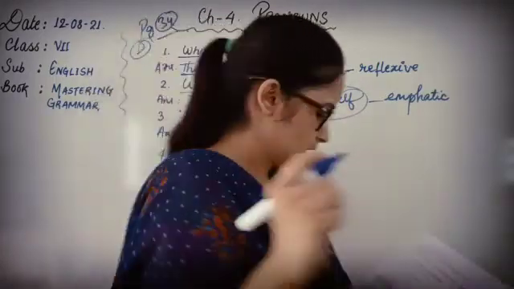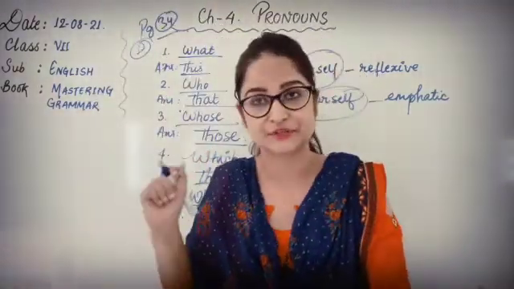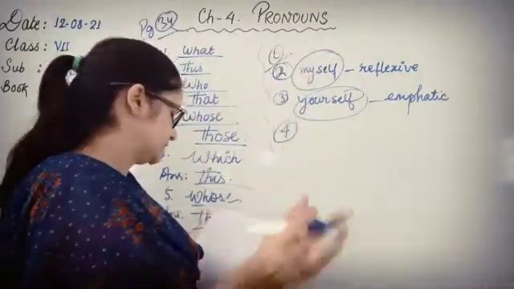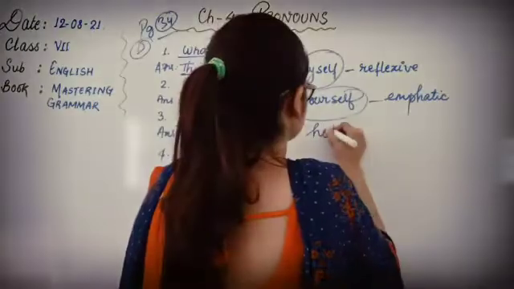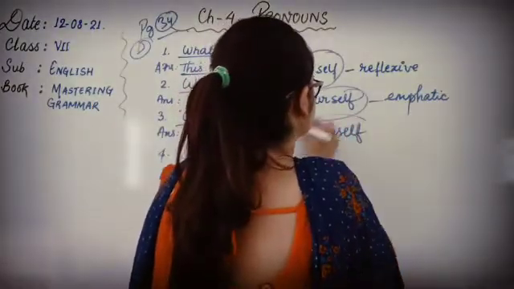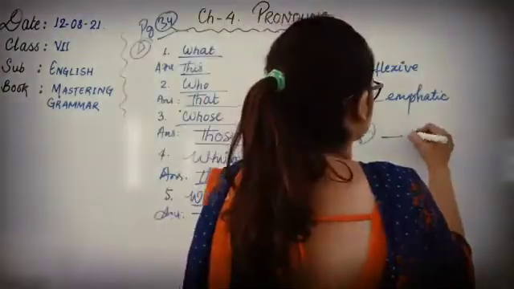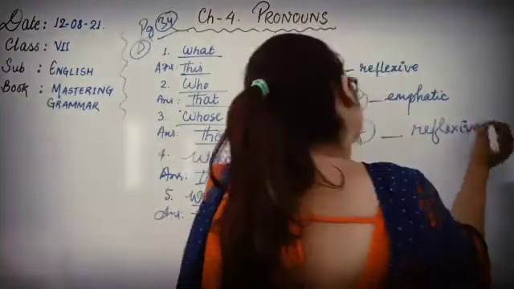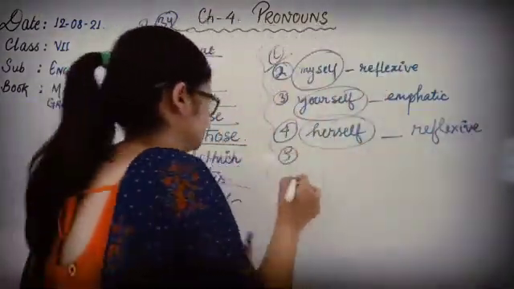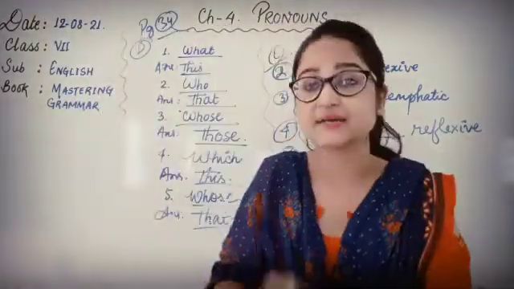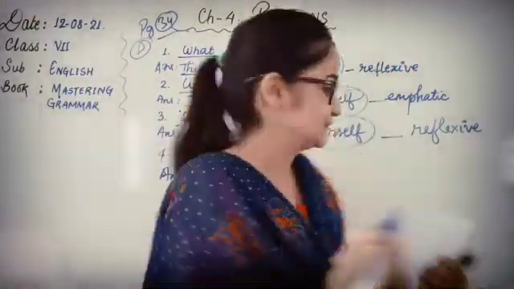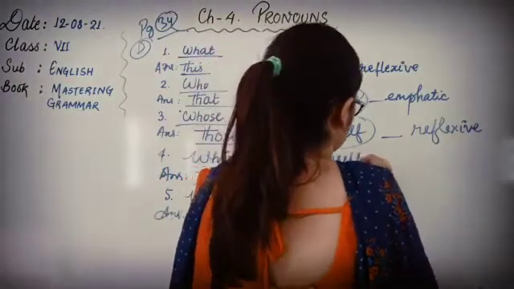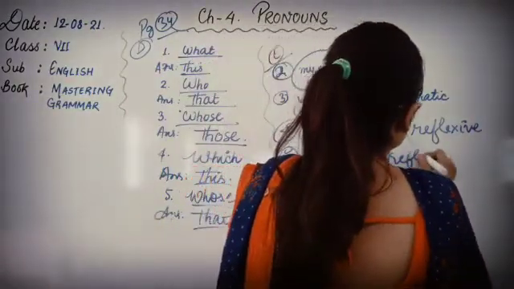Mary saw herself in the mirror. Okay. Saw herself in the mirror. So here herself is going to be circled. Circle this one, and then you are going to write reflexive because it's not emphasizing. Number 5. I made the project myself. So again reflexive.